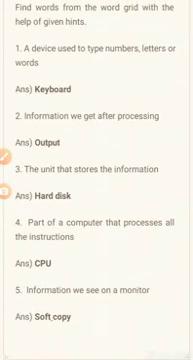Question number 5. Information we see on a monitor. When we see something on the monitor, like a typed text or a picture drawn by you, that is the output that you see on the monitor. When you see it on the monitor, that is called a soft copy. When you take a printout of the same on a paper, then it is called a hard copy. So information we see on a monitor, here is soft copy. So we have done activity 1.